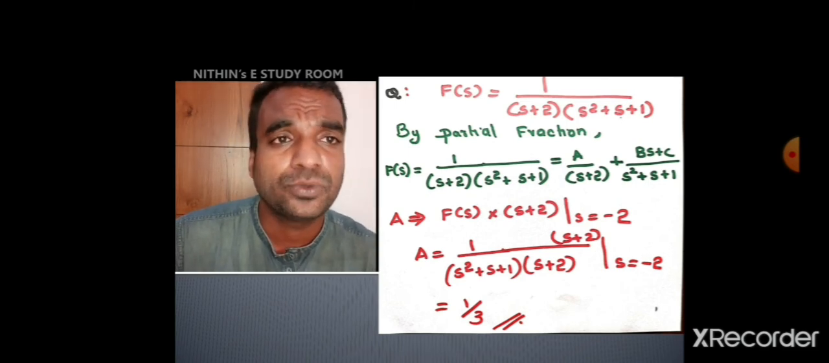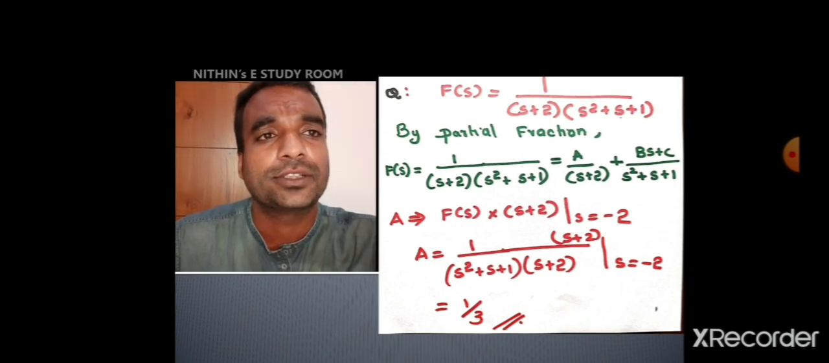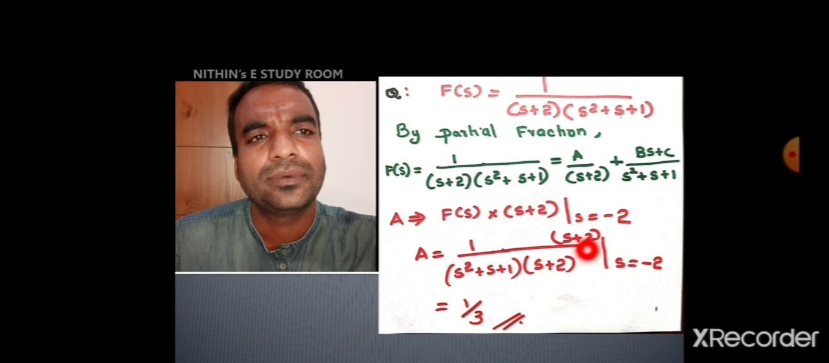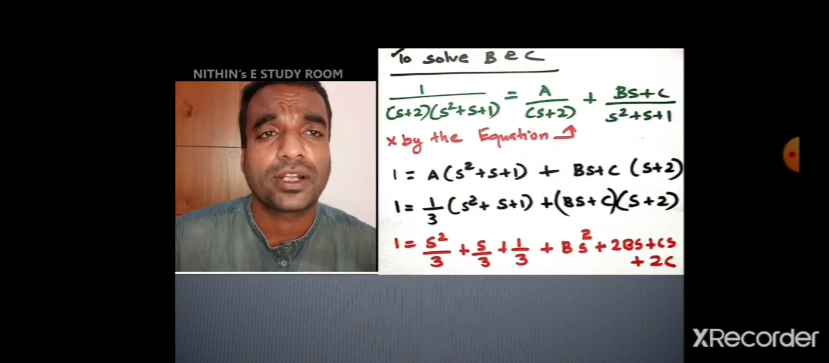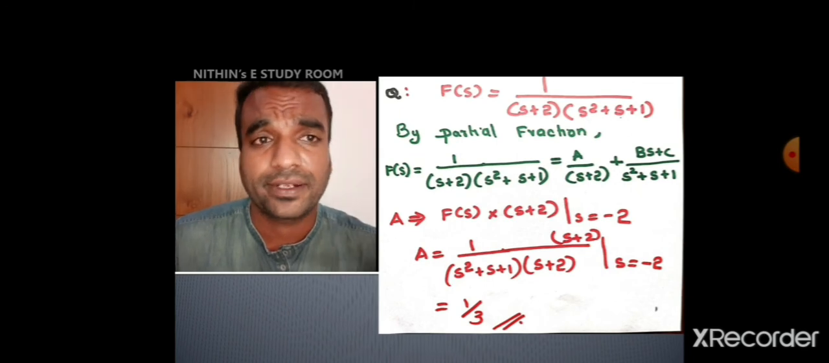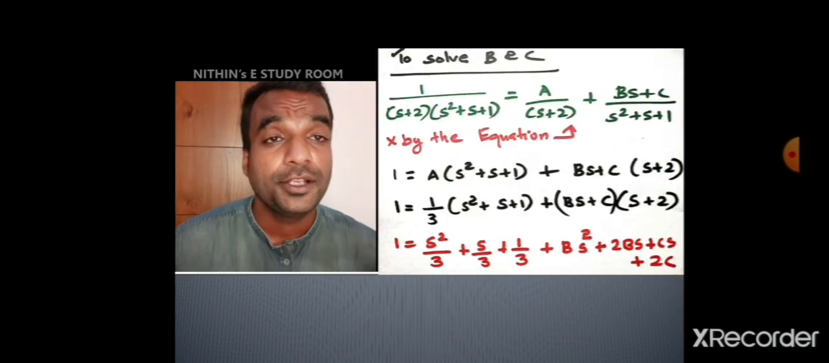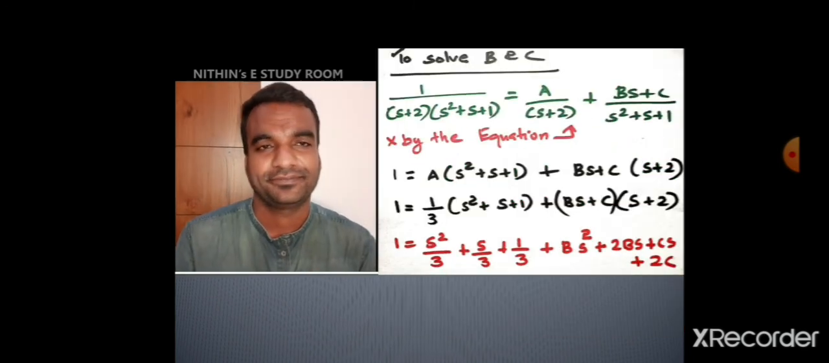So A is equal to the normal method, F of s into s plus 2, put s is equal to minus 2. I am not going through that step, we did it many times. S is equal to minus 2, so you will get 1 by 3 as A. To solve B and C, this is the task here.